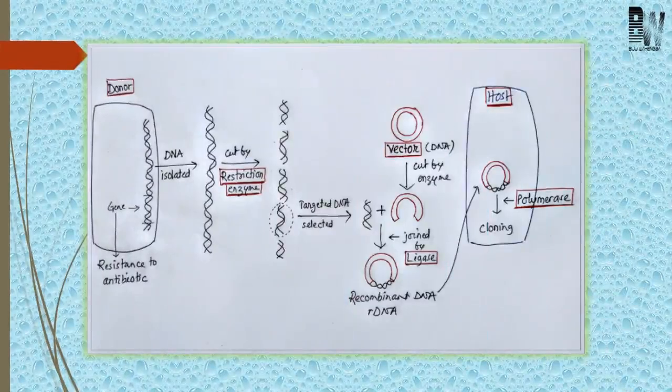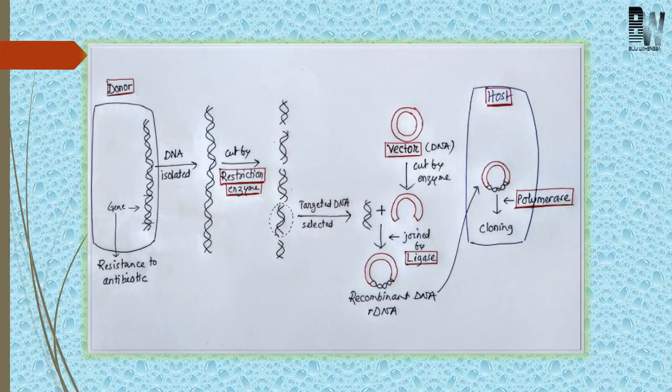Here we have a small chart to show how biotechnology will take place. Think that this donor is resistant to a particular antibiotic while the host is not resistant to that antibiotic. Now we are going to make the host cell resistant to the antibiotic through biotechnology. For this, first of all, we have to isolate the DNA from the donor. This isolated DNA will be cut by restriction enzyme into smaller fragments, and from these smaller DNA fragments, the targeted DNA or the desired gene will be selected out.